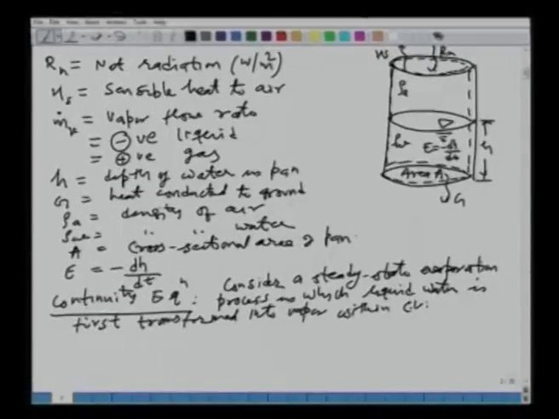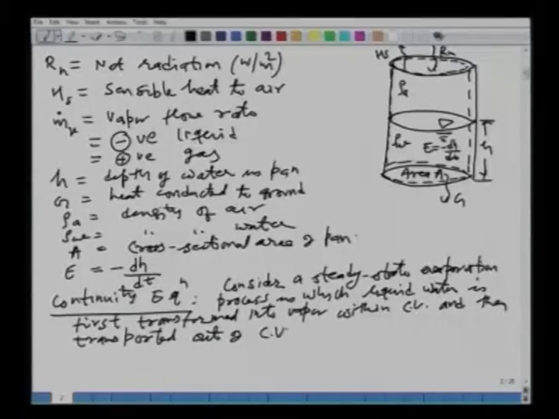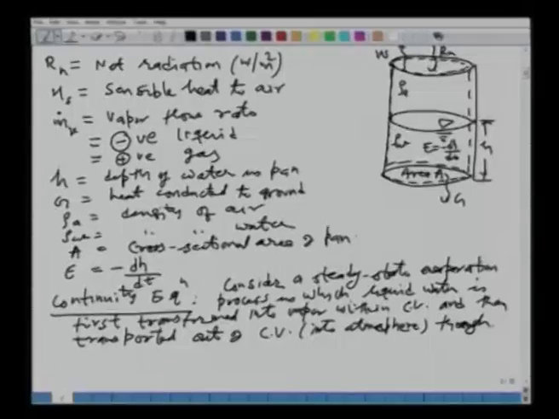This process is taking place within the pan, and then transported out of the CV, that is into the atmosphere, through a steady state process.